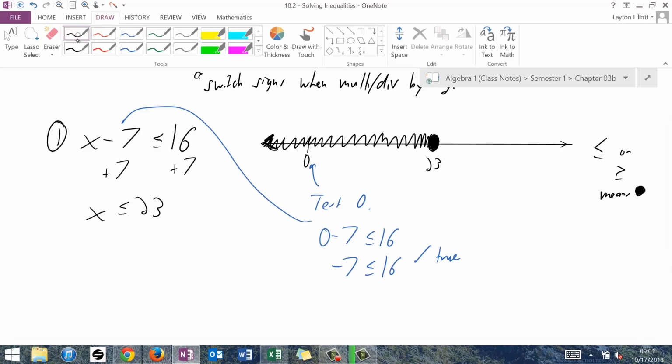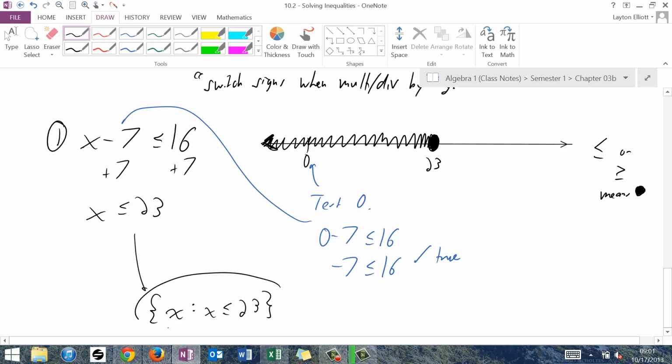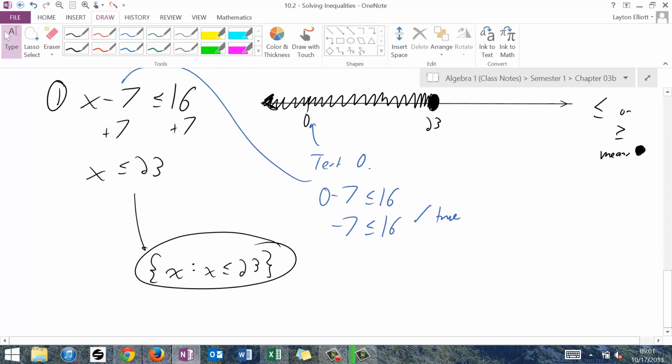And since it's true, I'm then going to take this and put it in set notation. All x such that x is less than or equal to 23. And that is my solution. This is all work that I need to see on every problem for this assignment. So, suck it up, you're going to have to do this.